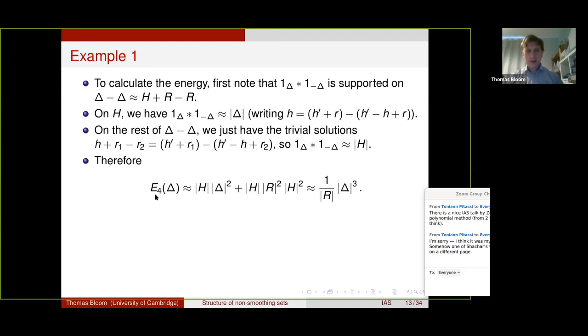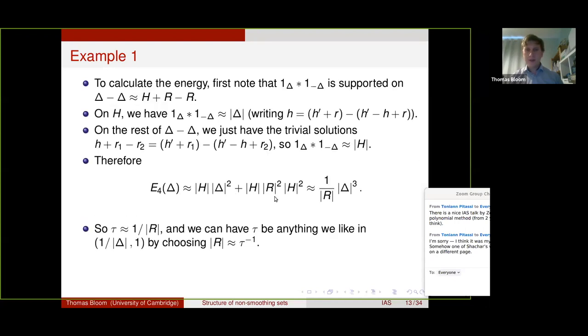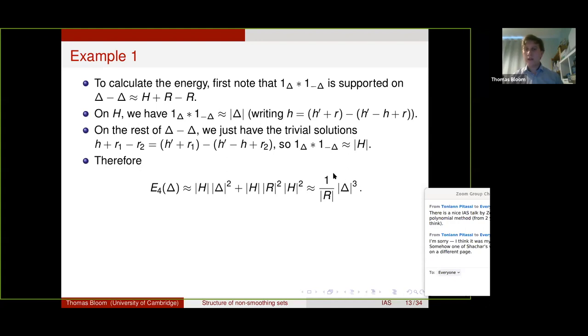Okay, so E4 of delta, in particular, is the sum of this convolution squared, right? That's the definition of what E4 of delta is. So I'm going to get a contribution of the size of H times delta squared, coming from this first part, where the convolution is very large, the size of delta, over H many elements. And I also get a contribution from the rest of delta minus delta. The size of delta minus delta is H times R squared, and then the convolution squared contributes h squared. Recalling that the size of delta is h times r, both contribute the same amount, which is the size of delta cubed over the size of r. That's what E4 of delta is.